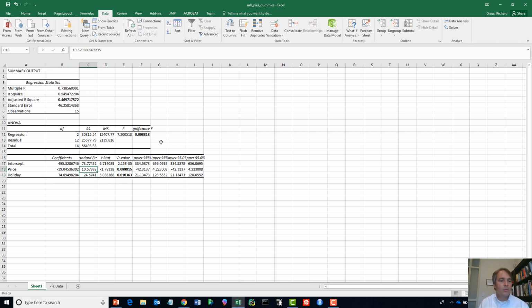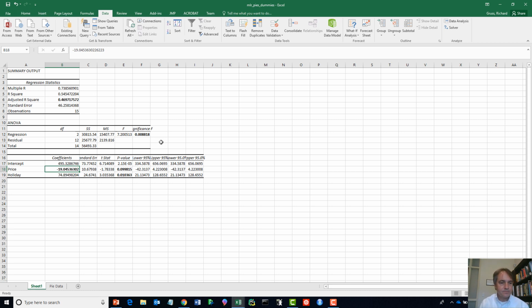But let's think about interpreting these coefficients now. The dummy variable of holiday has a similar interpretation. The only trick is we have to remember what a 0 means versus a 1. Like in price, this was our continuous variable, and we interpreted this coefficient, and we'll assume that it's significant to our interest, that we're okay with this 90% confidence level. So that means for every $1 increase in price, we can expect sales to go down by 19.